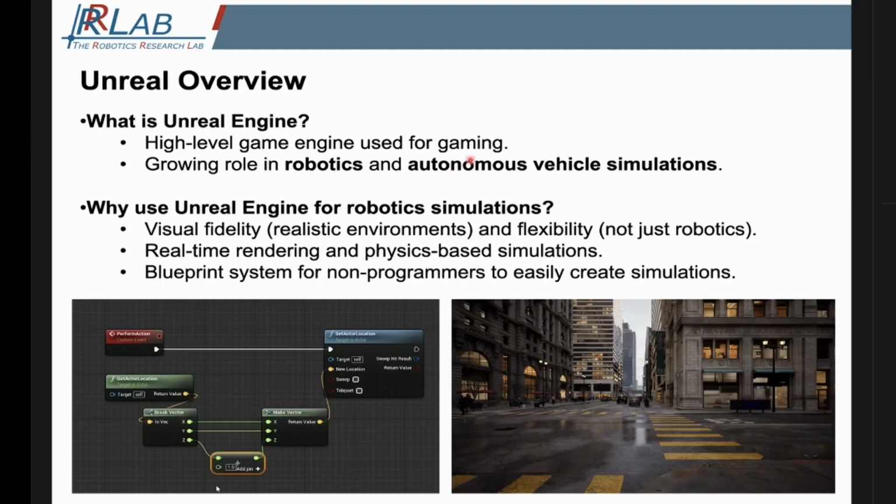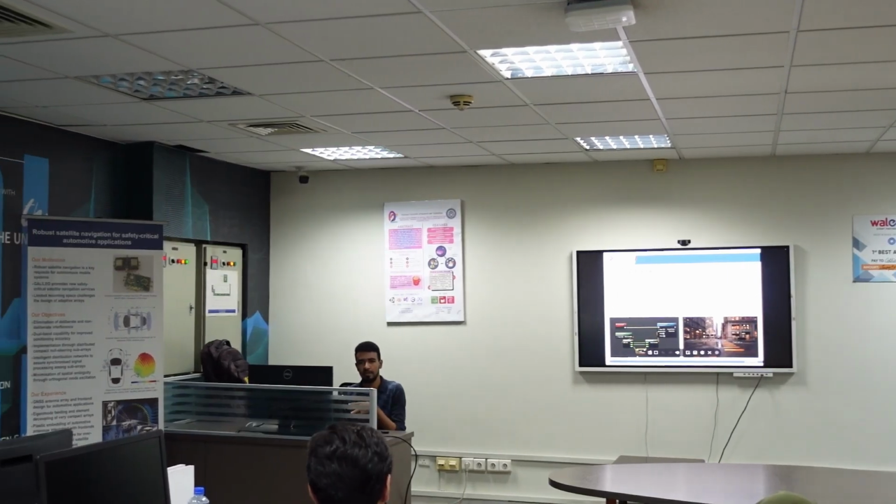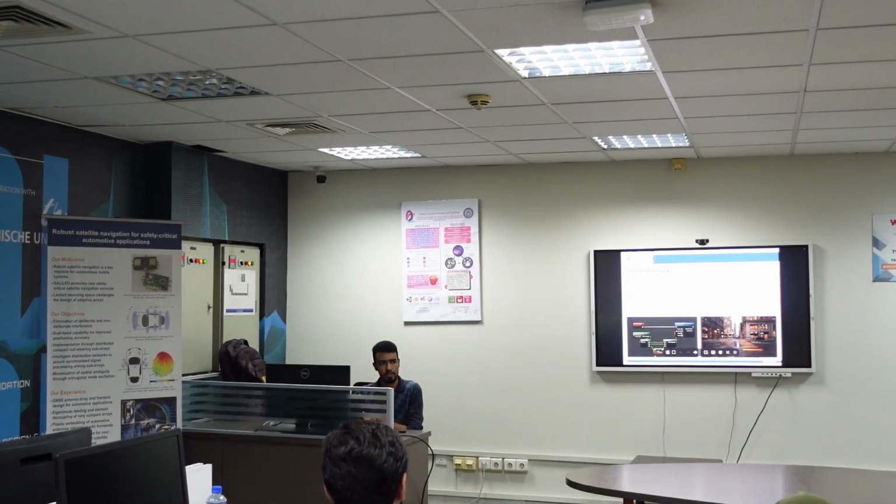So it has a growing role in robotics and autonomous vehicle simulations, since the physics is also improving with every version of Unreal. Why do we use Unreal Engine for robotics simulations when we also have other simulators that are created and developed for robotics, such as IsaacSim or Gazebo, for example?